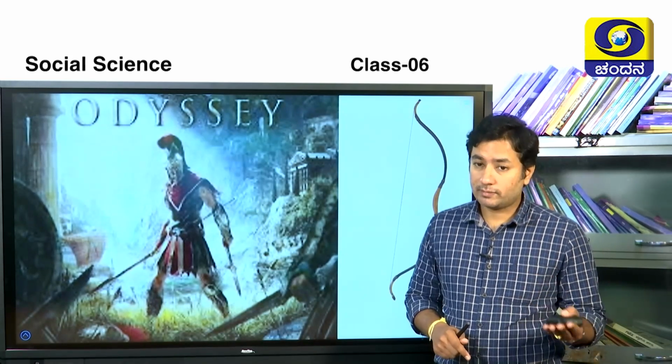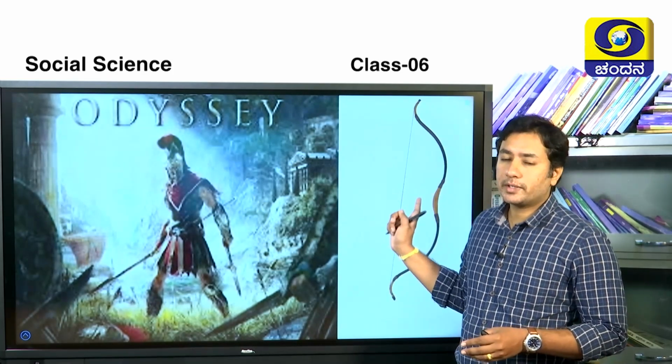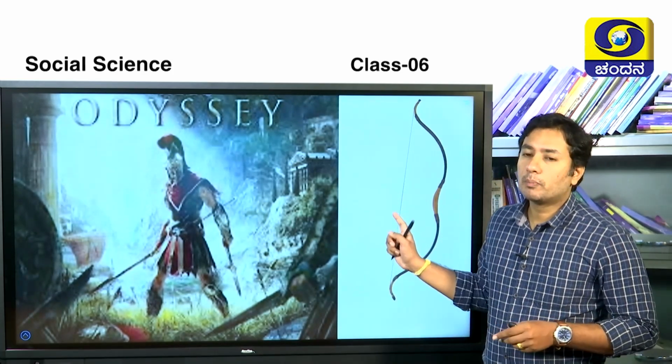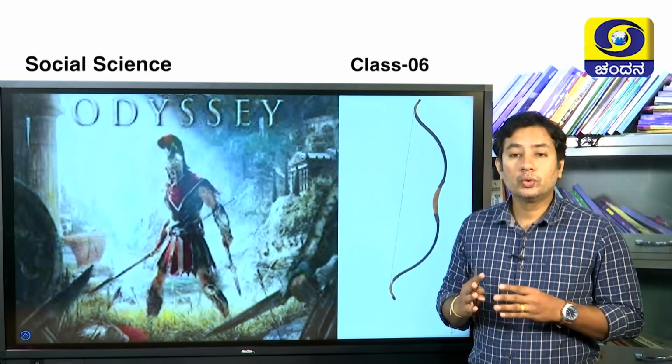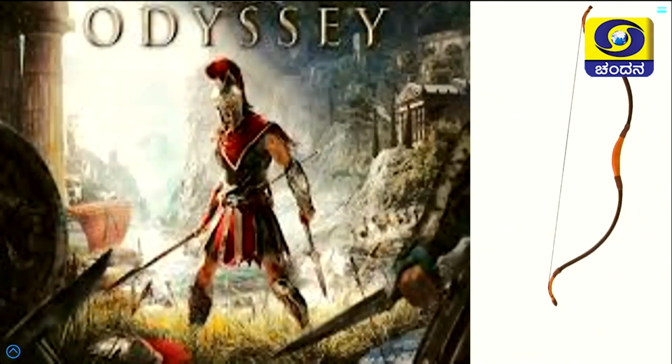To prove himself, that he himself is Odysseus, he will have to string this bow. This bow was a boon from some other god. Nobody except Odysseus could string this bow. And finally he succeeded in that, and everybody accepted that he was Odysseus, and he lived happily ever after. How was the story, children?